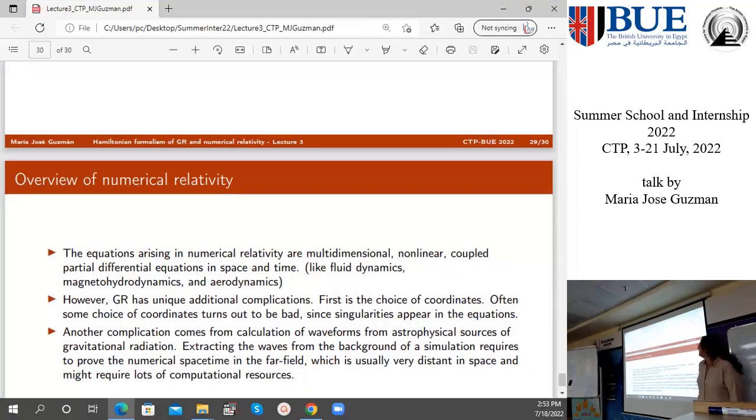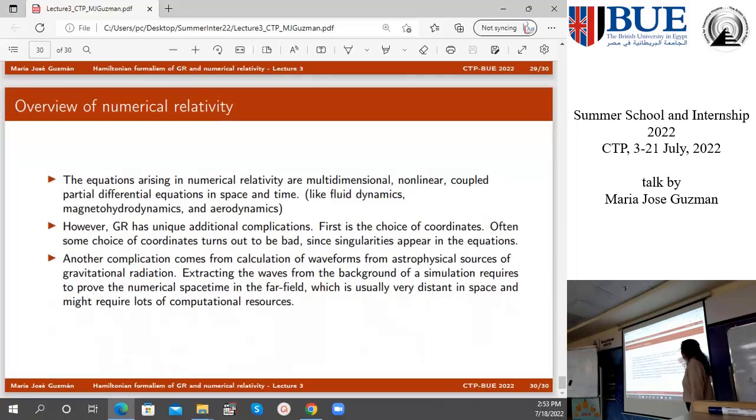Yes, that's it. We have seen, of course, that qualitatively Einstein equations are similar to some other partial differential equations that appear in physics, like fluid dynamics, magnetohydrodynamics, aerodynamics. But general relativity has unique additional complications. For instance, in the choice of coordinates, you can start with a choice of coordinates describing some system, and it turns out to be bad because singularities appear in the equations.